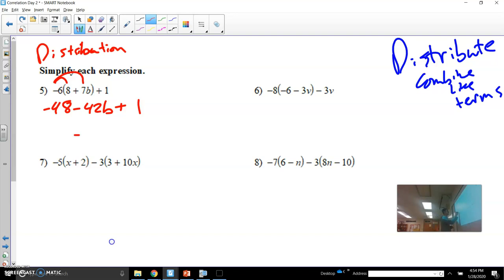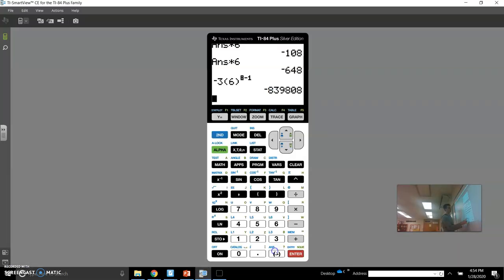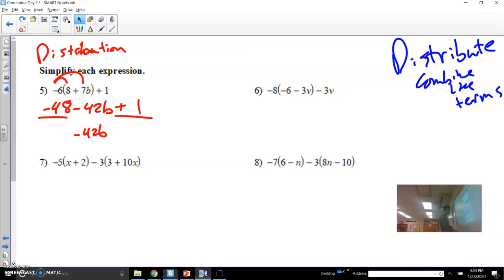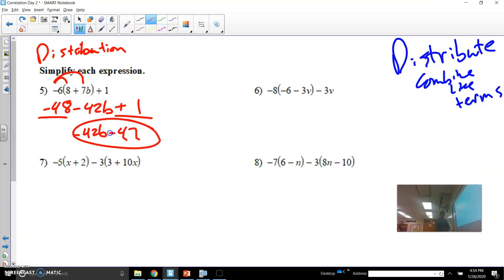But in this one, -42b does not have a like term, but -48 plus 1, just to show you I'm not really changing those signs, -48 plus 1 is -47. So that's what I'm going to put. -42b minus 47. That's the answer. So I'm going to try 7. I'm going to leave you 6 and 8 to try on your own.